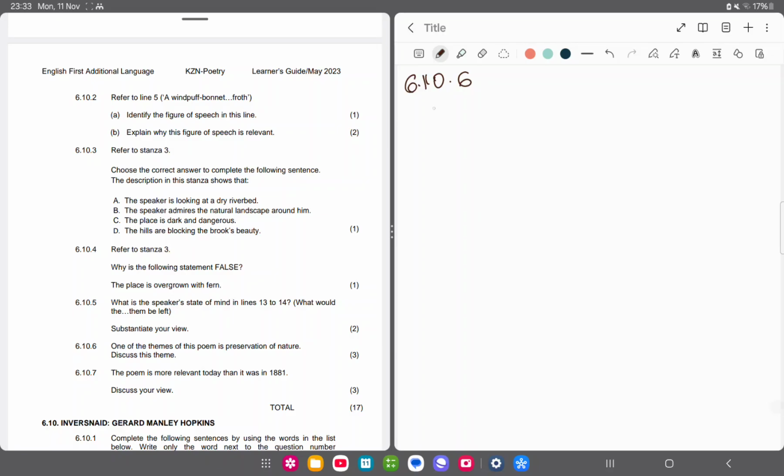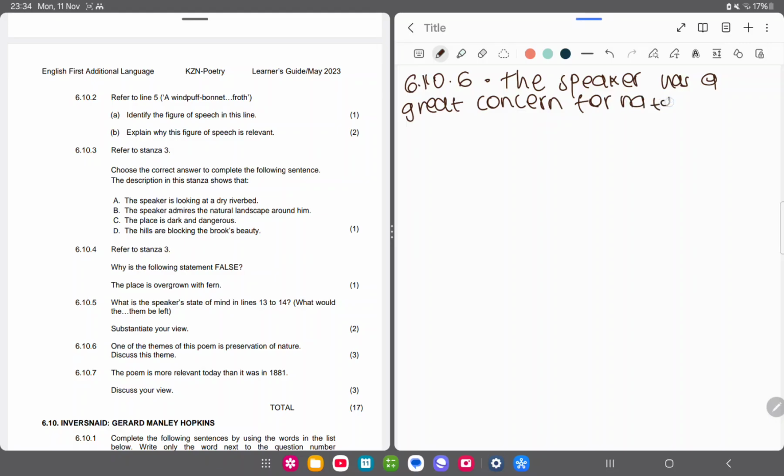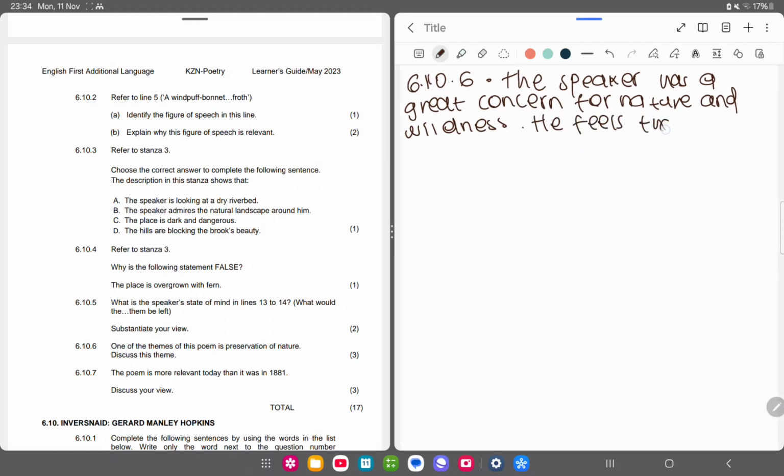So we can say that the speaker has a great concern for nature and wildness. Now, he feels that natural places should not be destroyed.